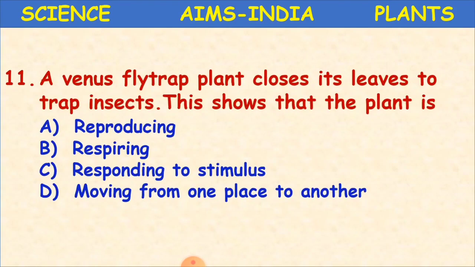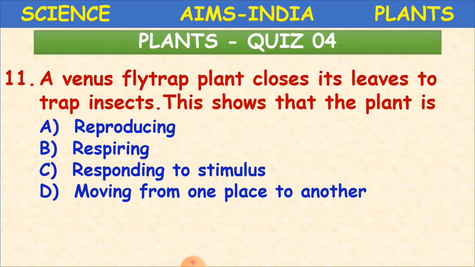A Venus flytrap plant closes its leaves to trap insects. This shows that the plant is what? Reproducing, respiring, responding to stimulus, moving from one place to another. So, what did we learn children? How is the plant closing the leaves when an insect is sitting on the leaf? Because of the responding feature to stimulus. Okay, C is our correct answer.